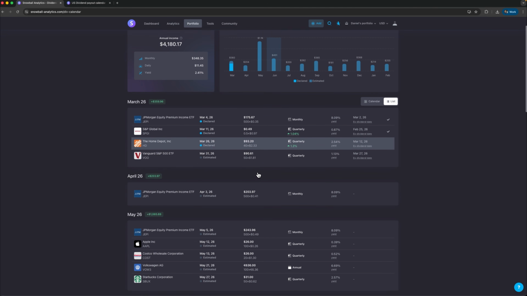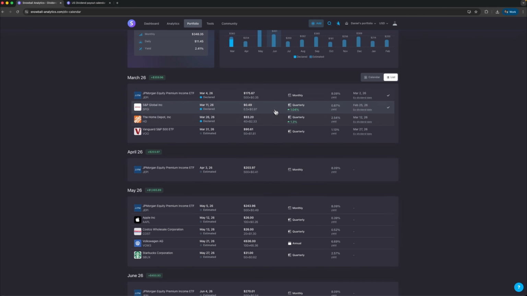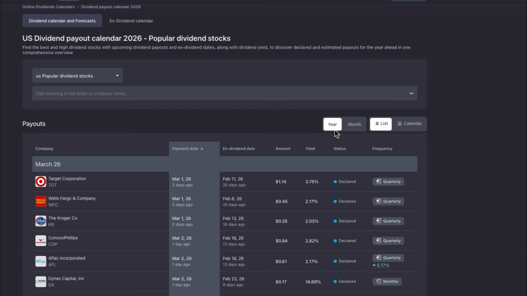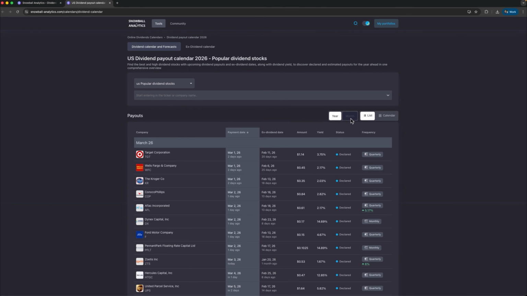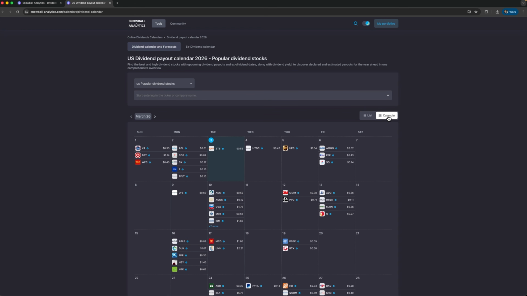In this section, you can see when payments are scheduled, which ones have already been announced, and which are still expected. The system also allows filtering by payout frequency. You can sort assets that pay monthly, quarterly, or annually. This makes it much easier to design a portfolio that generates a consistent cash flow throughout the year.